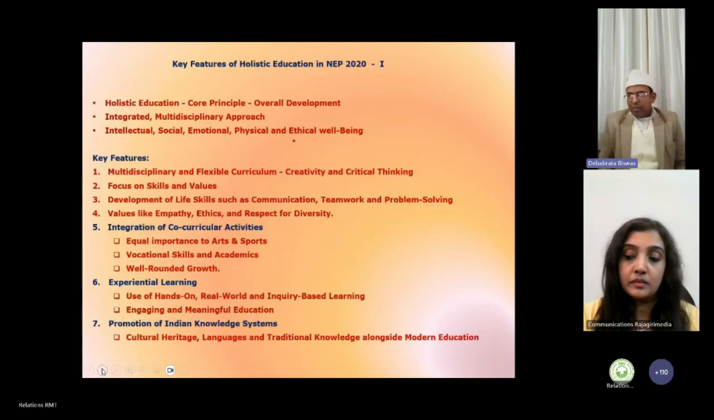So now NEP 2020, what are the main features? Points will always be the same, maybe the words will be a little bit different. Multidisciplinary and flexible curriculum. We can say integrated curriculum. Focus on skills and values. Development of life skills, already we have discussed. Values already discussed in 2005 NCF. Integration of co-curricular activities. Very much stress is given on that because you have to be a complete human. Experiential learning. Promotion of Indian knowledge system.